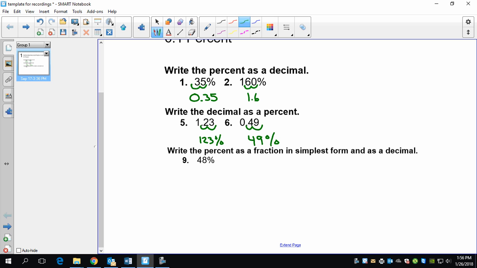For number 9, write the percent as a fraction in simplest form and as a decimal. If we have 48%, what we want to do with that is we want to put 48 over 100, and then we have to reduce it down into simplest terms. I like to split it in half. Half of 48 is 24. Half of 100 is 50, half of 24 is 12, half of 50 is 25, and that would be in simplest terms, 12 over 25.